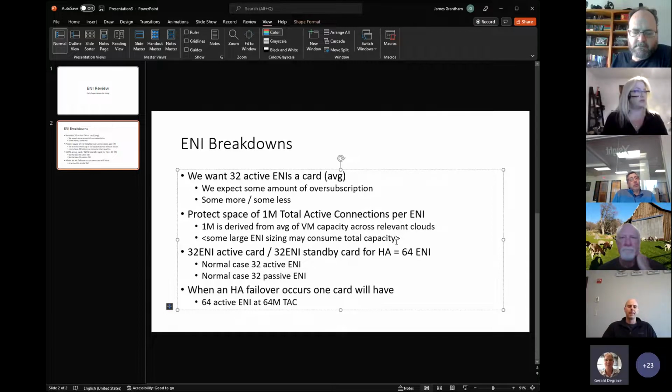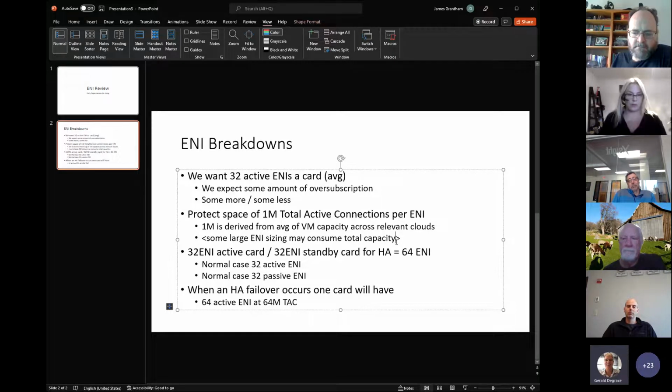But in practice, there might be a VM that has 8 million connections allocated to it, and then others with up to 500K because they're smaller VMs. So you have to have the flexibility to do that, and some flexibility to oversubscribe, because it's highly, highly unlikely that all 32 VMs are sitting at their max connections.